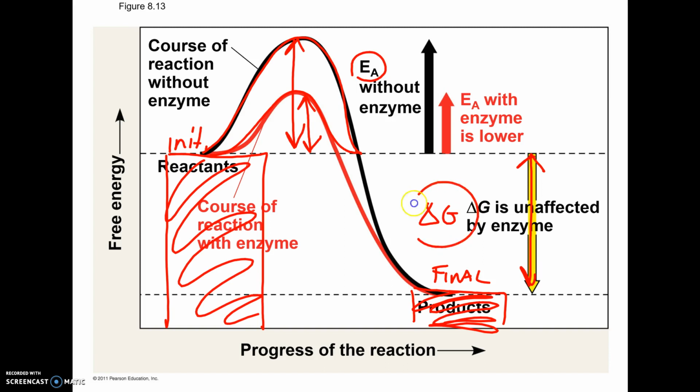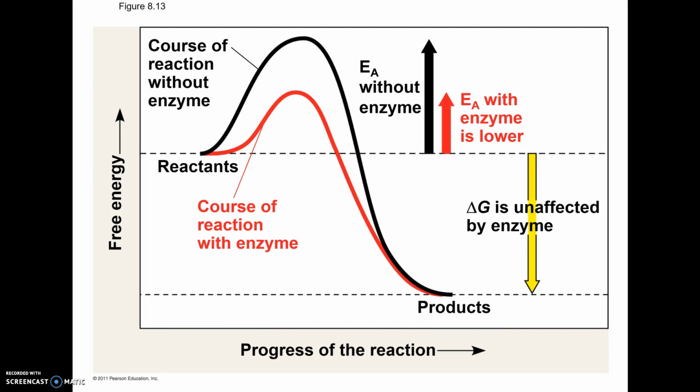It didn't change delta G. I add enzyme, I don't add enzyme, delta G is the same. I would always get to the same finish point. It's just a matter of how quickly the reaction would get there. So next time, we're going to talk about how. How does an enzyme actually do this process of lowering activation energy?